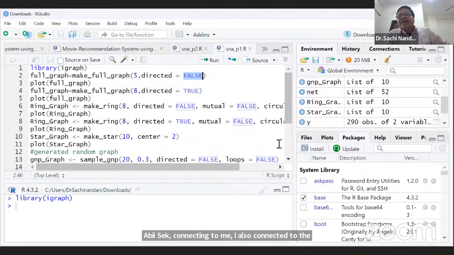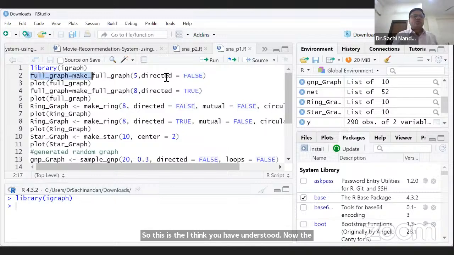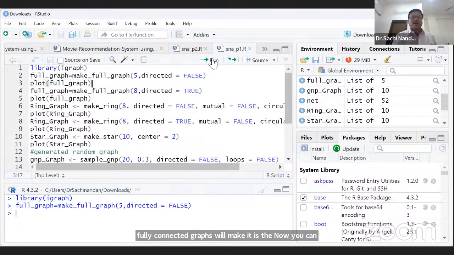We calculate the degree. So what is in-degree? In-degree means how many arrows are directed towards you. How many arrows are directed away from you, that is called out-degree. So total degree is equal to in-degree plus out-degree, right? I think you have understood. Now the fully connected graph we make, you can now plot it. Now just see the output.